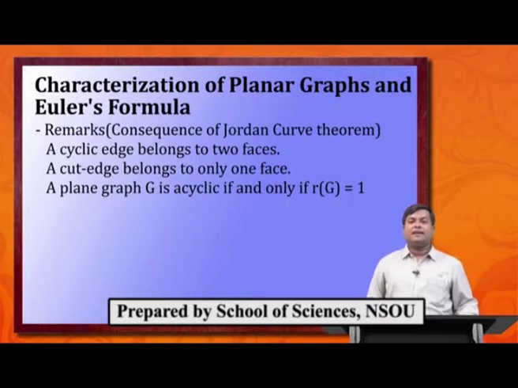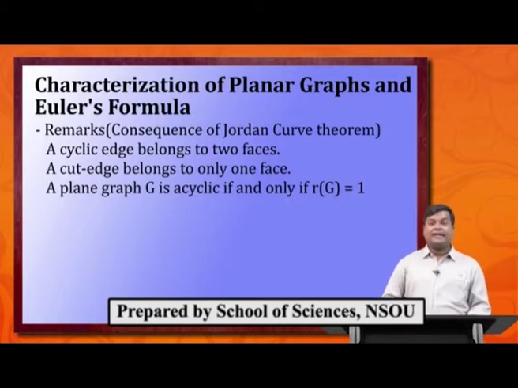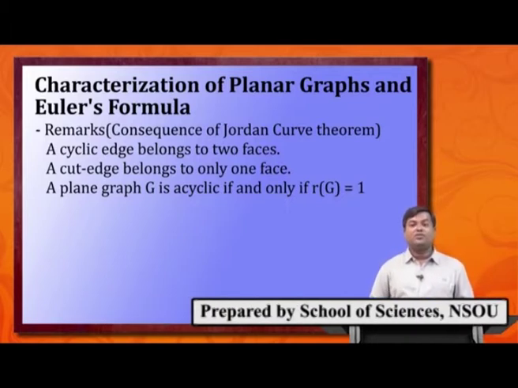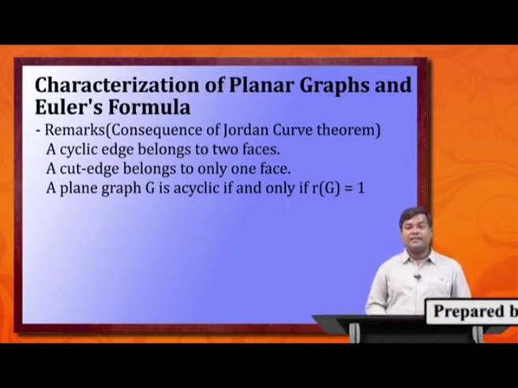The first one, a cyclic edge belongs to two faces. It's obvious, right? We already said a closed Jordan curve will divide the entire plane into three different parts: exterior, interior and the Jordan curve itself. So it divides the plane into two regions. Therefore a cyclic edge belongs to two faces. One is exterior, another one is interior.